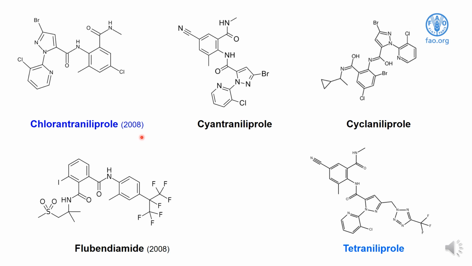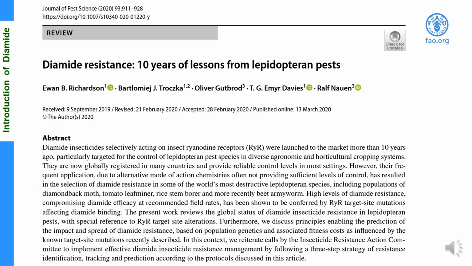After around a decade, chlorantraniliprole is one of the most widely used insecticides worldwide for Lepidoptera pest control. So, as I mentioned, there are in total 5 types of diamide insecticides. This is an interesting review on diamide resistance: 10 years of lessons from Lepidoptera pests.